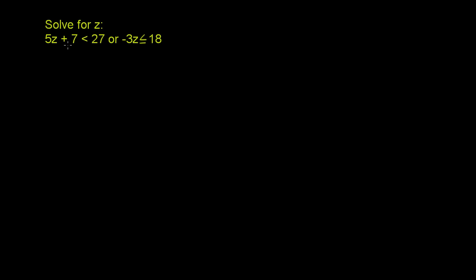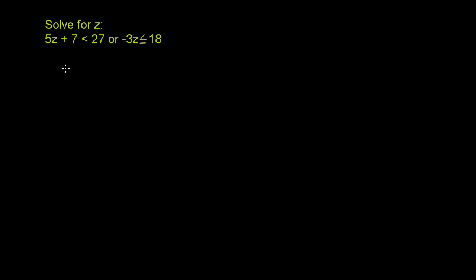Solve for z. 5z plus 7 is less than 27, or negative 3z is less than or equal to 18. So this is a compound inequality. We have two conditions here. So z can satisfy this, or z can satisfy this over here. So let's just solve each of these inequalities and just know that z can satisfy either of them.